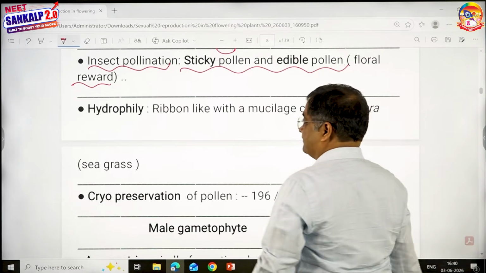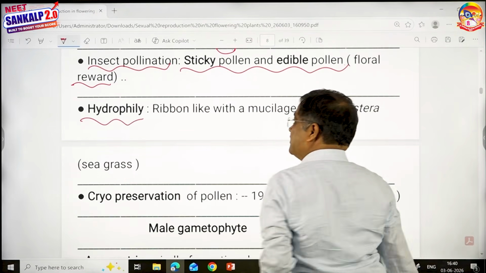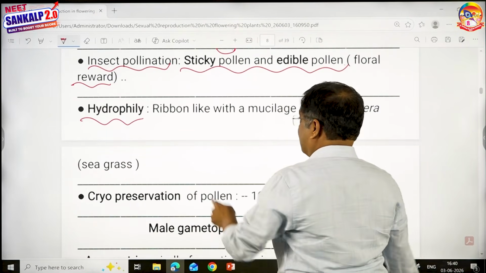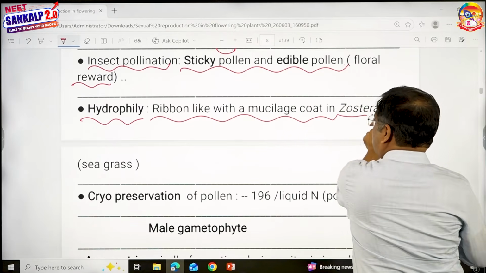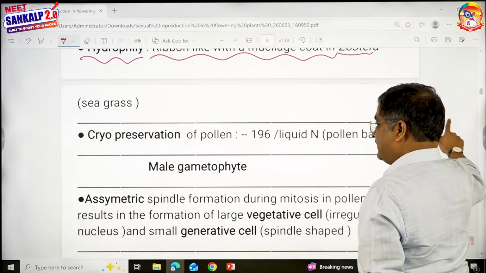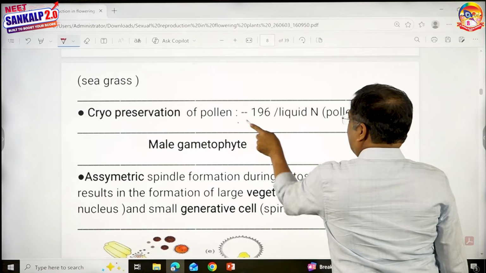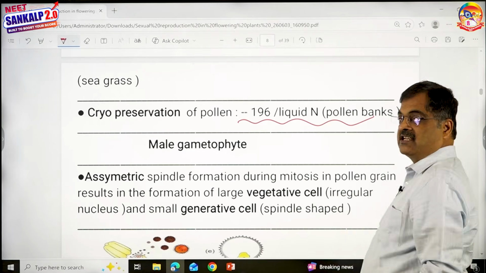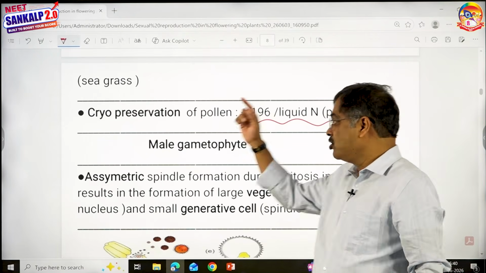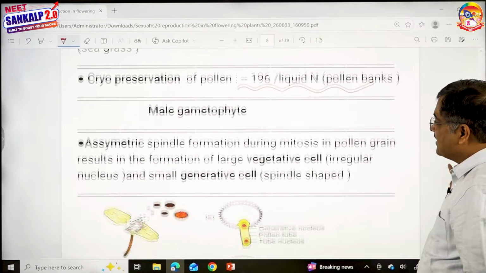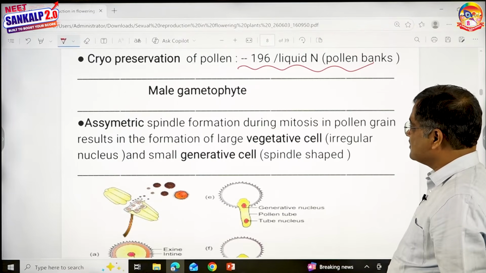Then hydrophilous flowers, which means water pollinating. The pollen is ribbon-like with a mucilaginous sheath, as you see in Zostera. Cryopreservation: at minus 196 degrees in liquid nitrogen, you can preserve the pollen. Next, the male gametophyte, which we already discussed.